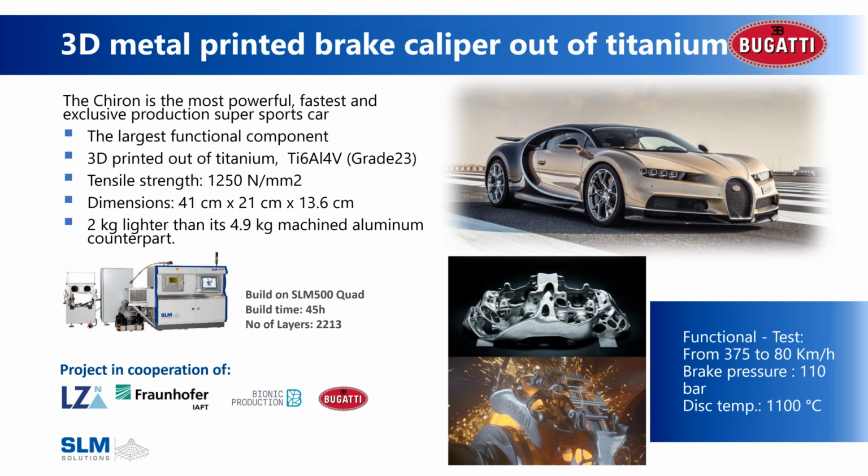So brake caliper's unsprung weight, it's weight that's not held up by the spring in the vehicle and the suspension of the vehicle. So reducing 2 kilograms per corner is a massive amount of weight loss. Build time, 45 hours. It's a long build, but this is a very, very low production number, very high performance piece. And the functional testing. So again, this part was function tested to perform better than the traditionally manufactured aluminum piece.